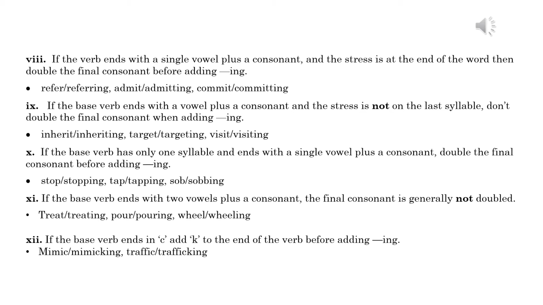10. If the base verb has only one syllable and ends with a single vowel plus a consonant, double the final consonant before adding ing. Stop, stopping. Tap, tapping. Sob, sobbing. 11. If the base verb ends with two vowels plus a consonant, the final consonant is generally not doubled. Treat, treating. Pour, pouring. Wheel, wheeling. If the base verb ends in C, add K to the end of the verb before adding ing. Mimic, mimicking. Traffic, trafficking.